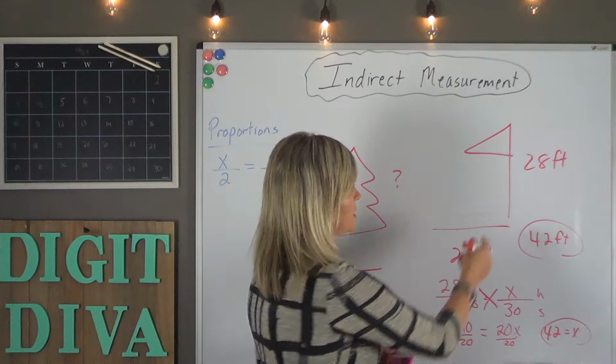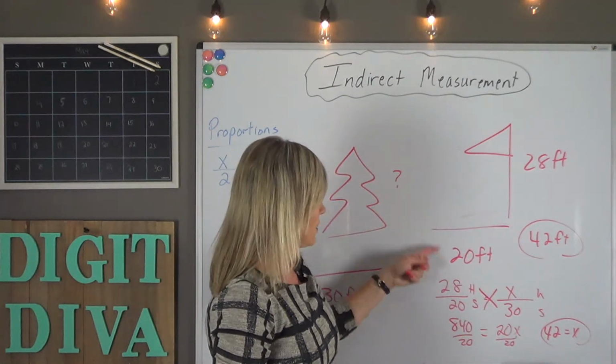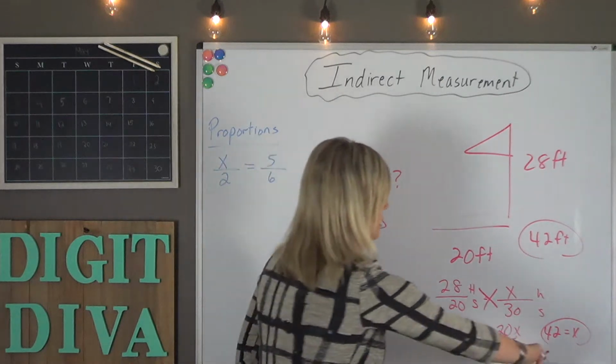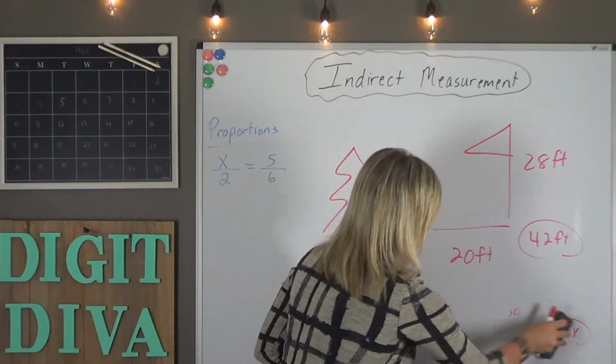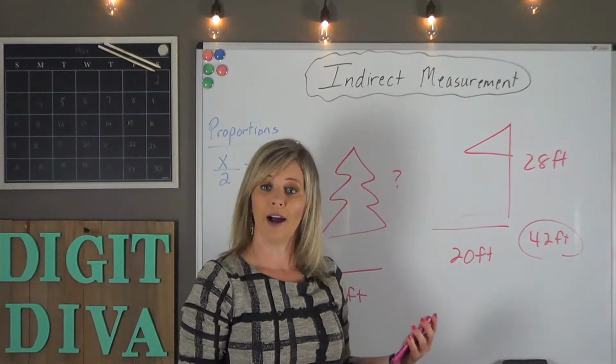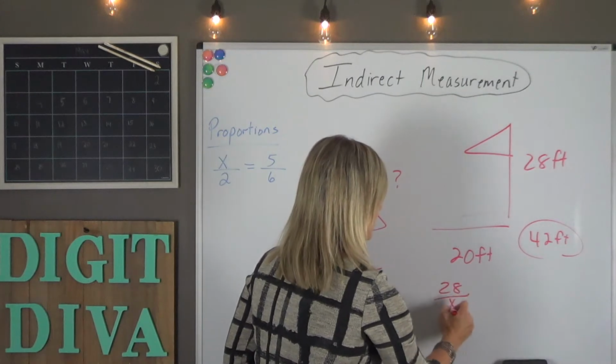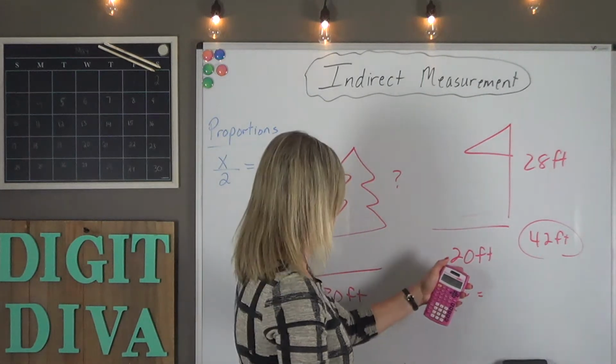I made a fraction out of the two numbers that were given for one picture. So height is to shadow as height is to shadow. Now, let's say we don't want to set up our proportion that way. Maybe we want to do height is to height as shadow is to shadow. So 28 is to x as 20 is to 30.